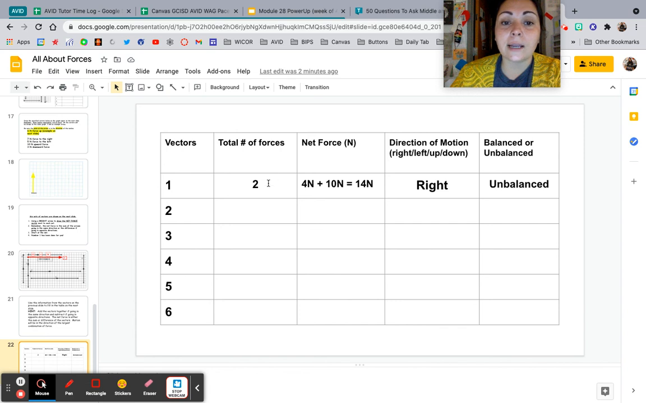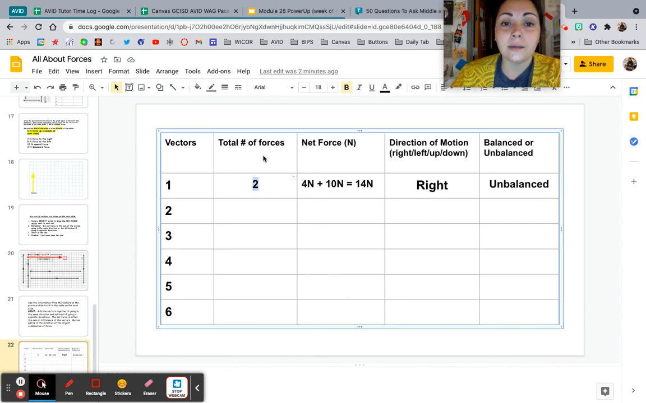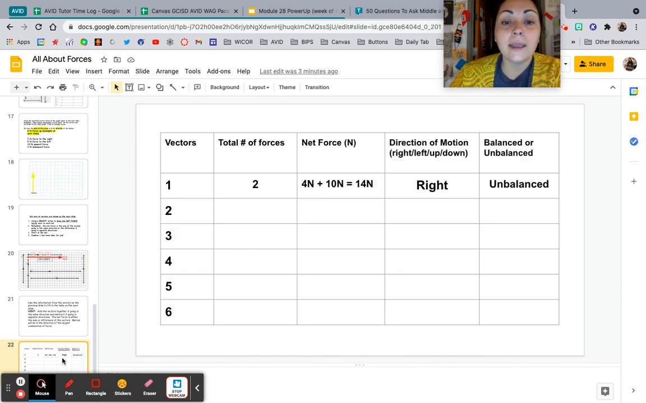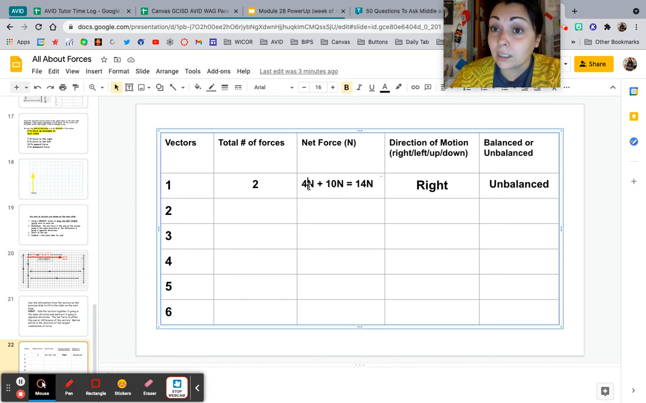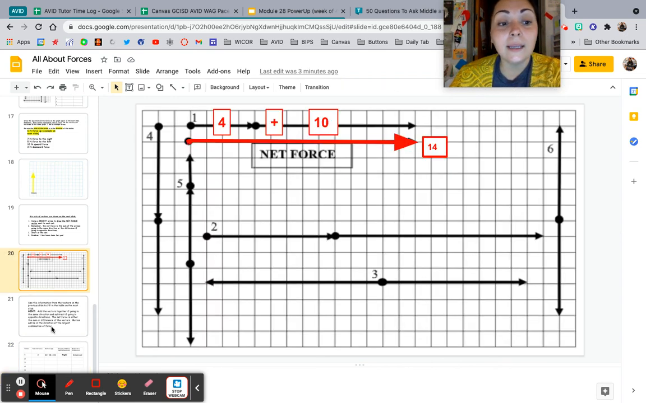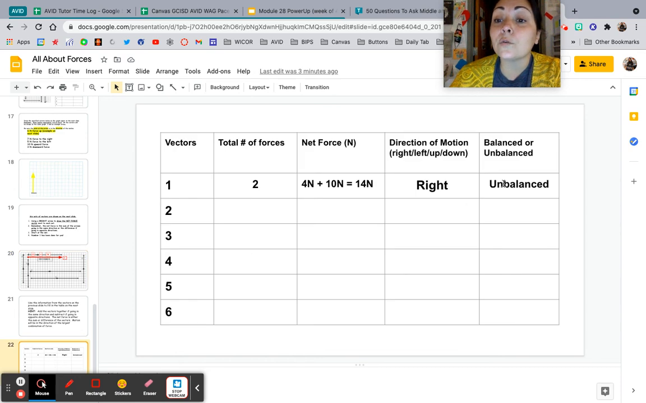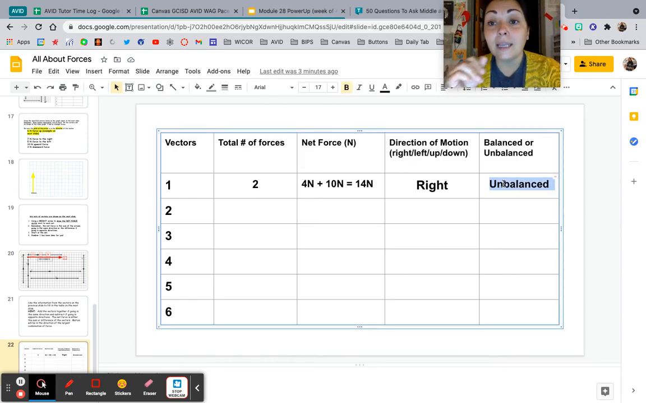So I went down here and I put there's 2 total forces because there's 1, 2. And then I put that it was 4 newtons, you need units, no naked numbers, plus 10 newtons equals 14 newtons. Since it's moving to the right, because the arrows are going to the right, it's going to be an unbalanced force, y'all, because it creates motion. If you have 2 to the right, 2 to the left, and you stay still, then that would be balanced. If you have 2 to the right, 4 to the left, that means you're going to go 2 to the left, which means it's going to be an unbalanced force.